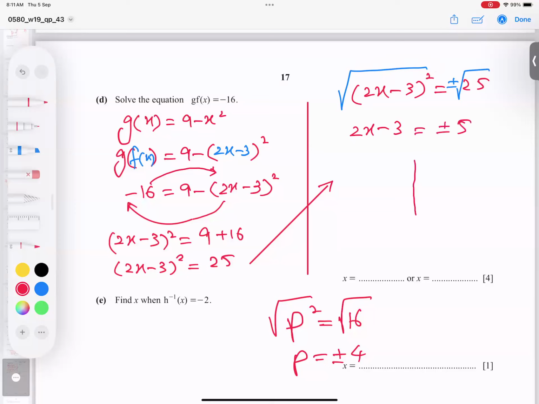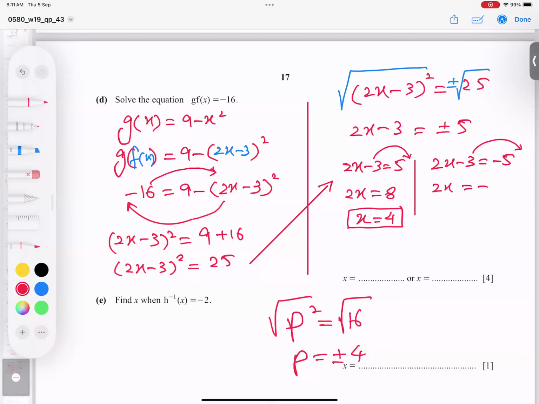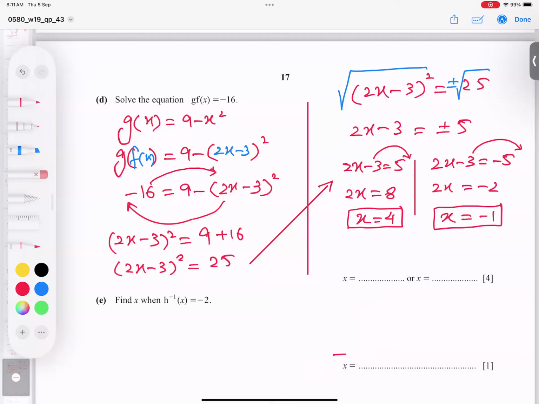But now I will break it into 2 parts. Once 2x minus 3 is equal to positive 5, and once it equals minus 5. So plus 5, I'm writing here, and minus 5, I'm writing here. This 3 will go there. It will add to 5, I get 8. 2 will divide, I get 4. So this is my first answer. 3 will go there and add to -5, I get -2. And then 2 divides, I get -1. So I believe this part is very clear. Let's talk about the next part.